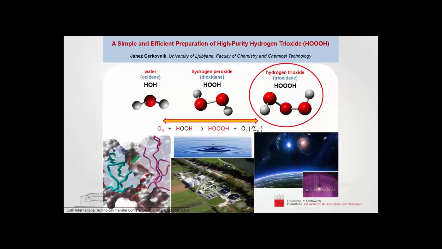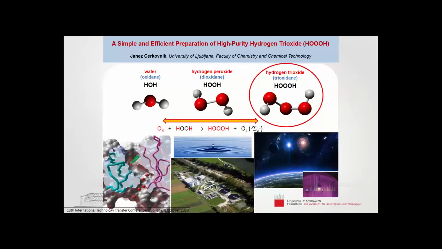I have to stress that the molecule of hydrogen trioxide is unstable at room temperature, but is stable in ether or alcohol solutions, for example, at temperatures below -30 degrees. In the last three decades, research in this field has become more intense, mainly due to the development of experimental methods for the preparation and characterization of hydrogen trioxide. An important part of this research has been made in Ljubljana at our university.